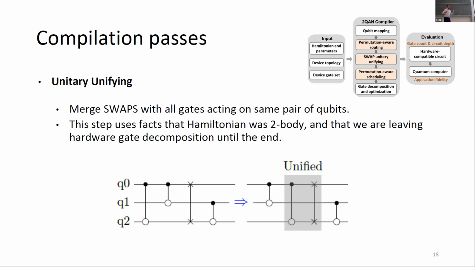Then we do a very simple trick, which is possible because we're only working with SU4 gates as our input. All of the Pauli gadgets are 2 qubit, and the swap gates are also 2 qubit, so it's convenient to merge them together into a single unitary. Whenever we have consecutive 2 qubit gates on the same pair of qubits, we merge them together into a single unitary. The reason we can do that is that we've not done the gate decomposition yet, so we don't need to protect any particular gates which may already be associated with a hardware instruction. We have the freedom to combine them together.